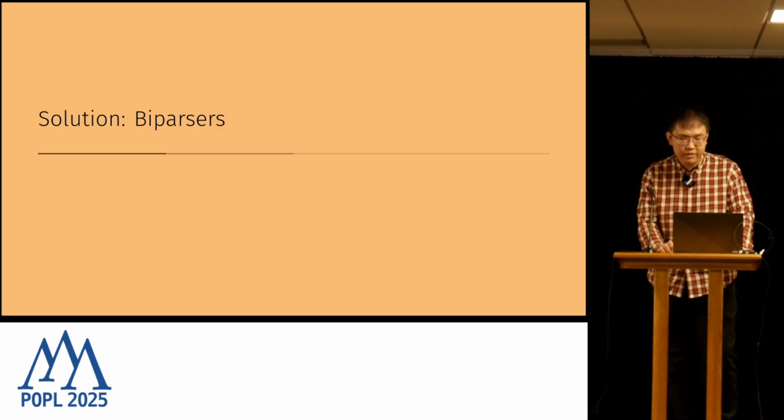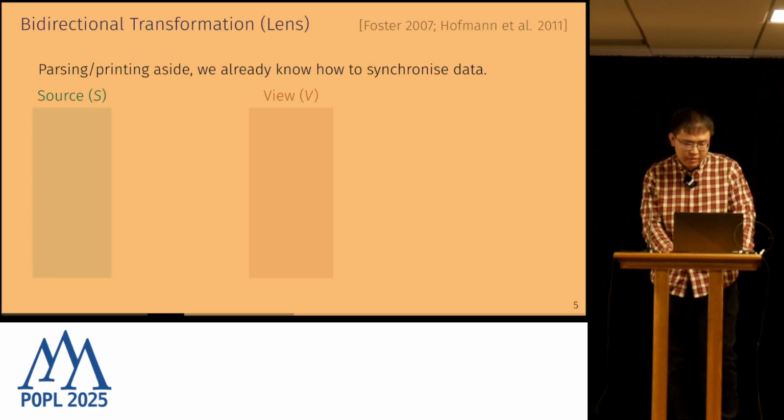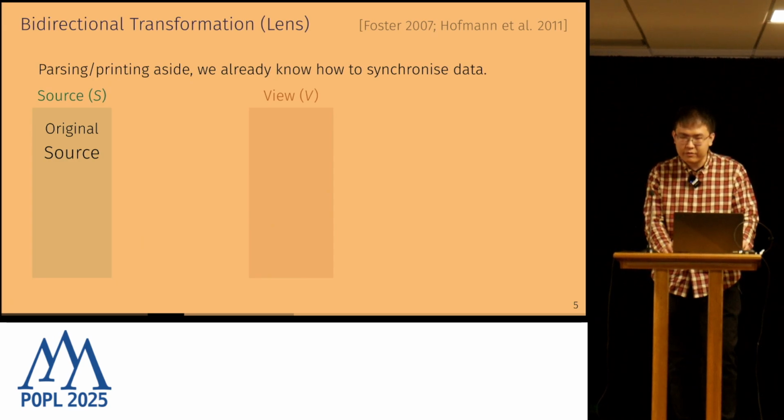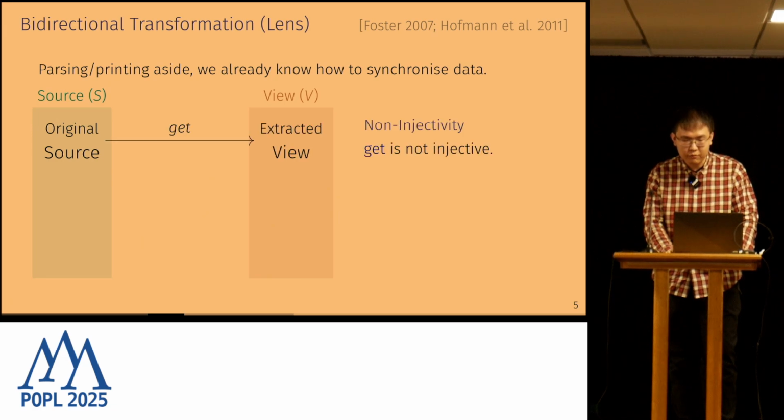So our solution to this problem is our biparsers. Actually, if we put the parsing and printing aspects aside, we already know how to synchronize data. And the solution is called bidirectional transformation, or lenses. The idea is that we start with a pair of data, source and view, the two data to be synchronized. We start with this original source and perform a get operation to get the extracted view. And this get function is not injective. So that's where the non-injectivity problem happens.